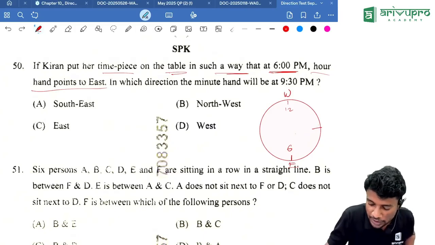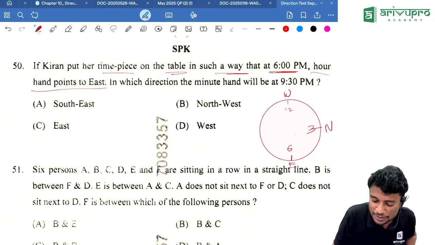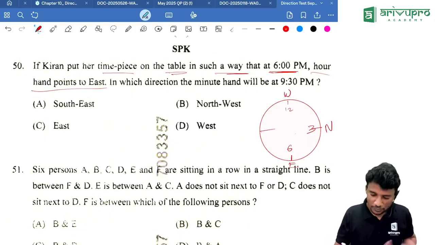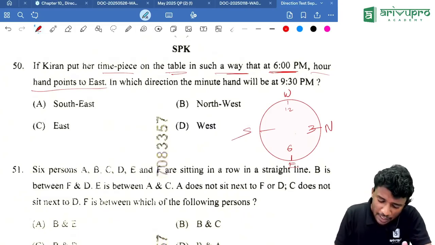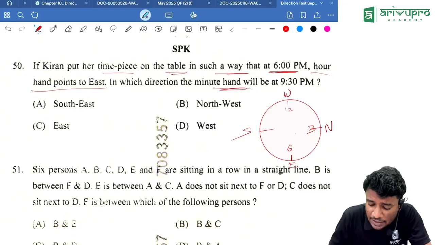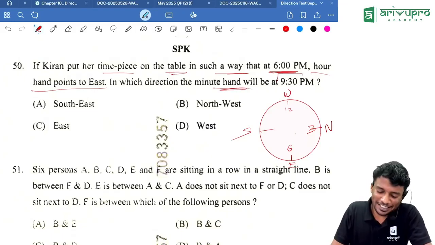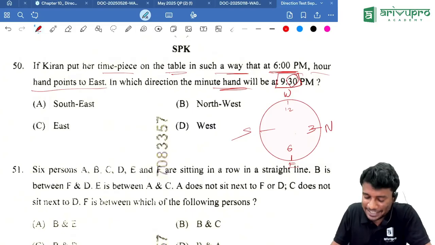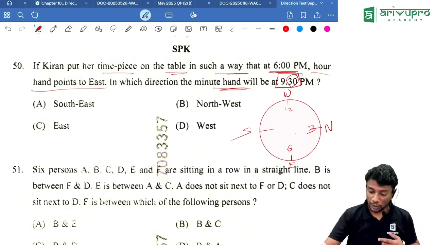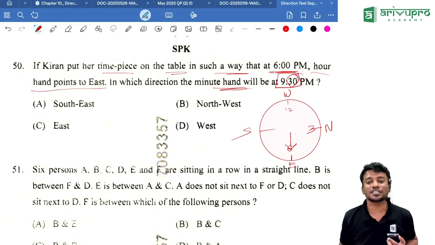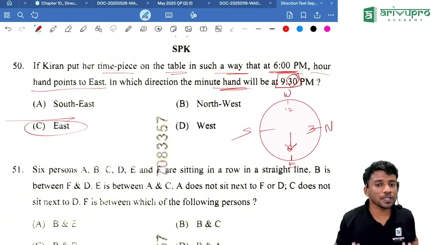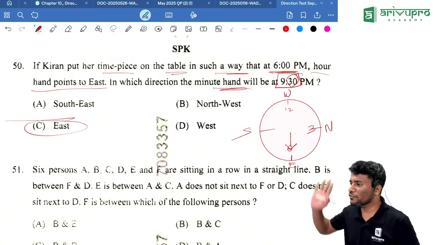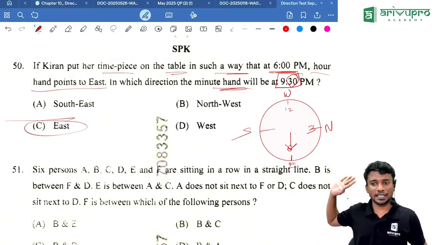3 is north. Then 9 is south. Now the question is, in which direction does the minute hand point when it is 9:30? At 9:30 the minute hand will be looking towards 6. That means the answer is east. So that is September 2024. Only 4 questions were there from the direction sense test.